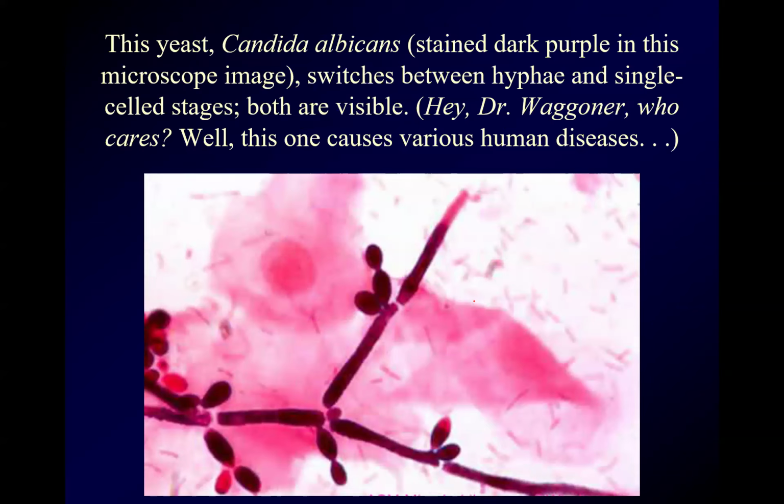There are some yeast, incidentally, that switch hit. This is a yeast called Candida albicans. This slide has been stained, and the yeast are showing up as dark purple. You can see there are some filaments, but there's also some little purple football-shaped cells growing in clusters. So in the case of Candida albicans, you can see both hyphae and the single-celled stages of the same species, because this one will do both.